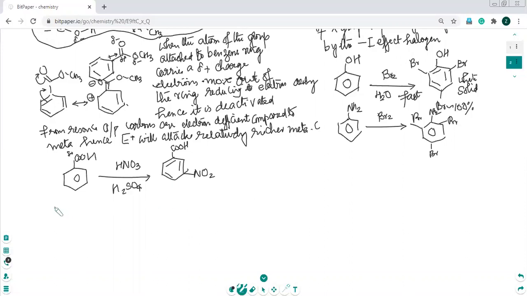Okay. So what next we have to take up is aromaticity. That we'll take up tomorrow. Tomorrow is Friday. Yeah, that's right. Aromaticity.